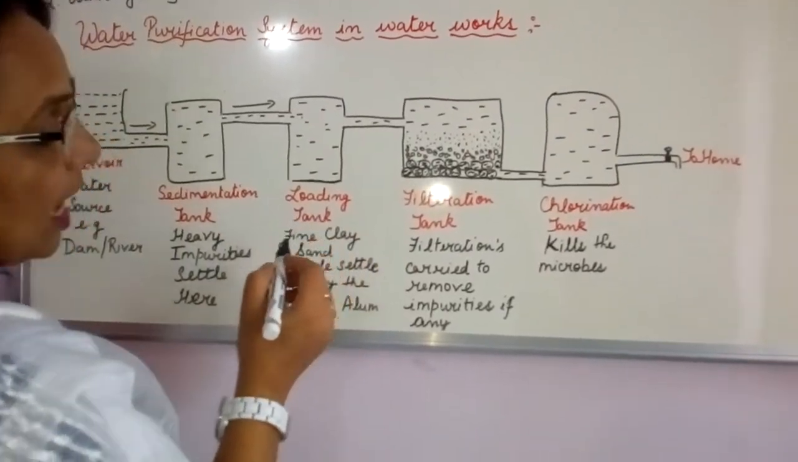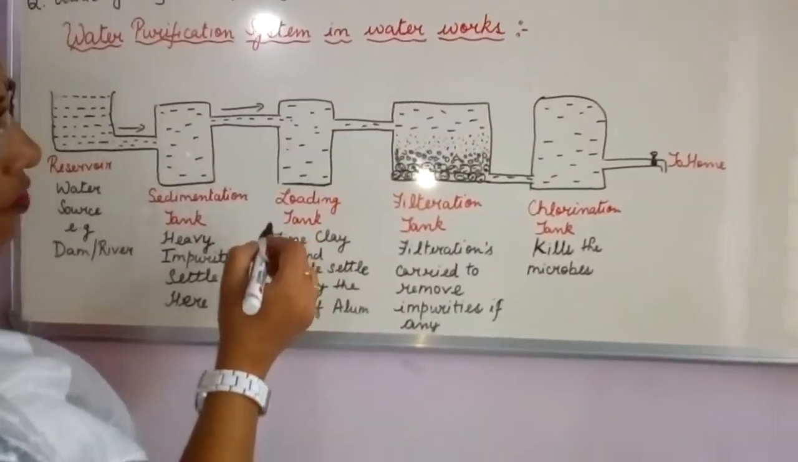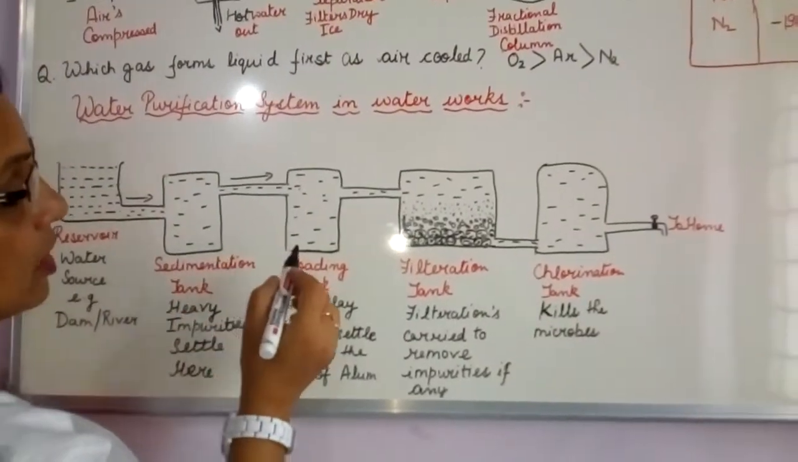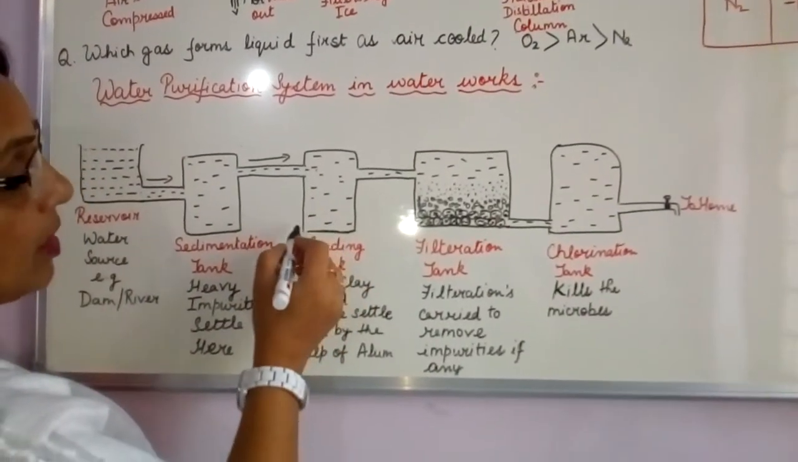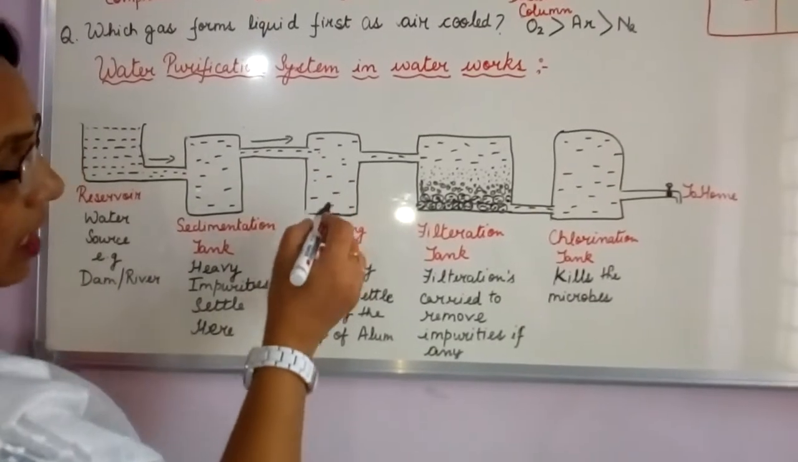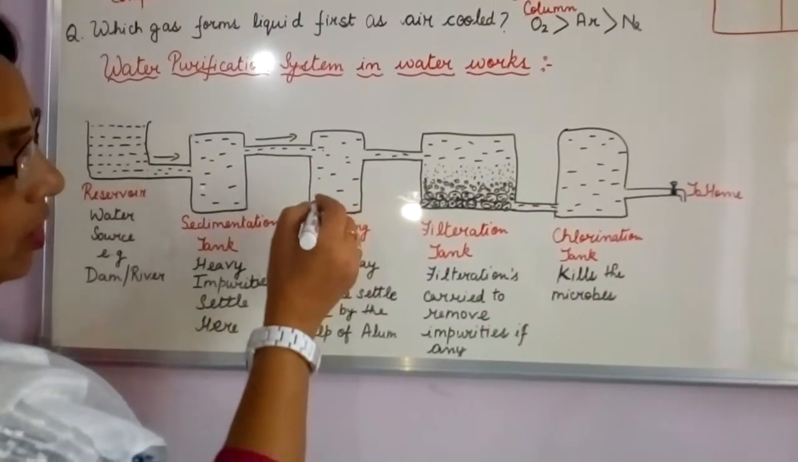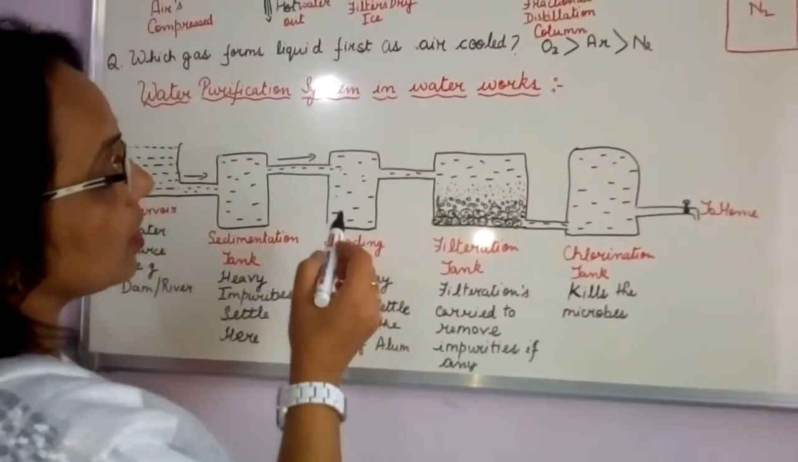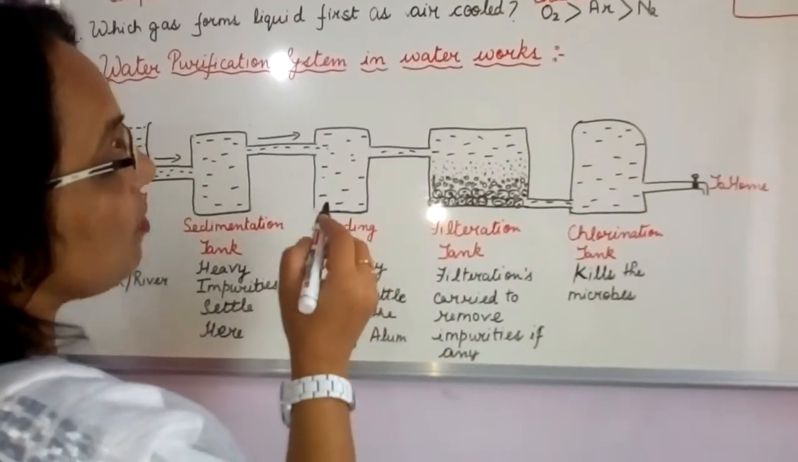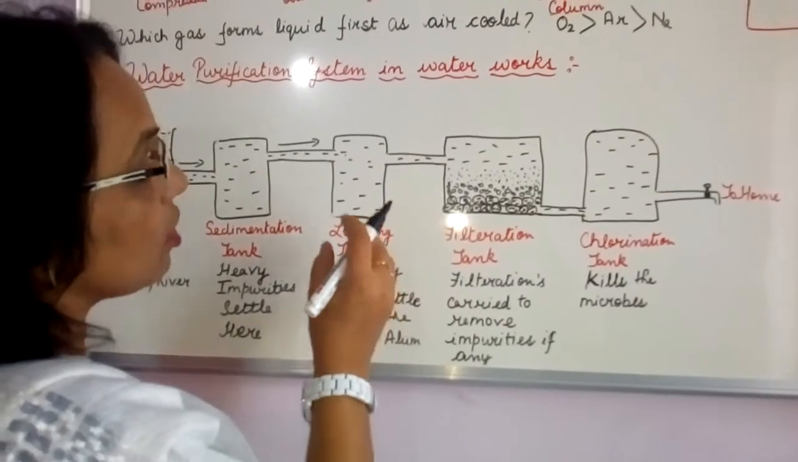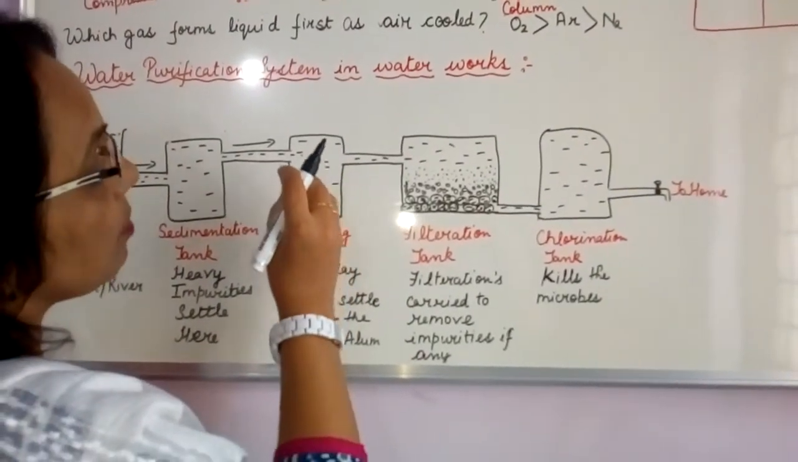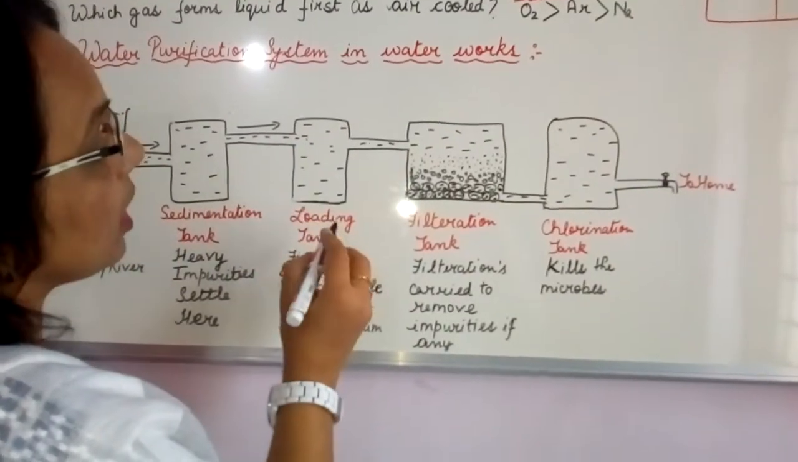In this loading tank, the water contains fine clay and sand particles which have not settled down in the sedimentation tank. So what is done? Some chemical like alum or some other chemical can be added to the water here. So the alum, what does it do? It makes the aggregate of many fine clay particles, or it groups many fine clay particles. They stick to each other and become heavy, and they settle down in the loading tank.